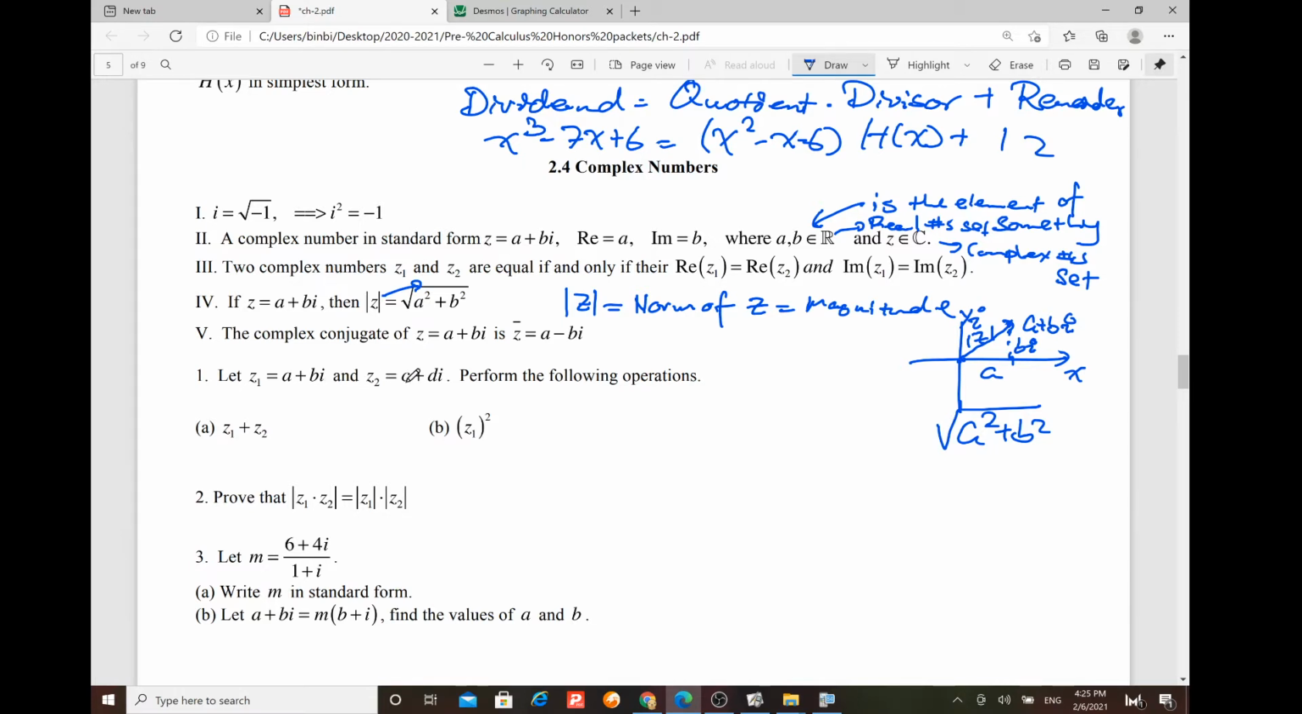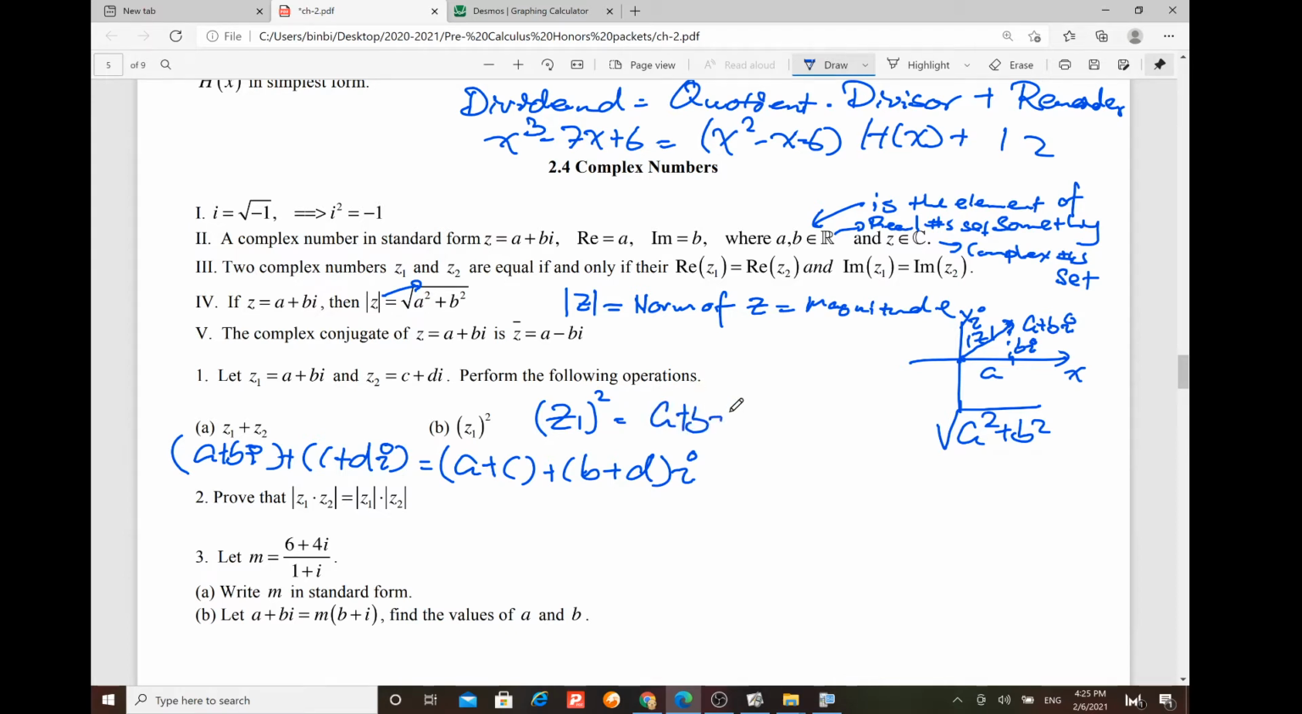So for z1 and z2, let's perform the following operations. Basically we just combine them: a plus bi plus the quantity c plus di. Just regroup them, the real numbers first, a plus c, and then the imaginary numbers, the quantity b plus d times i. Now z1 squared is just like a plus bi quantity squared, which is a squared plus 2abi plus bi quantity squared.